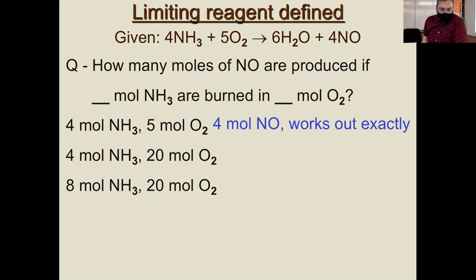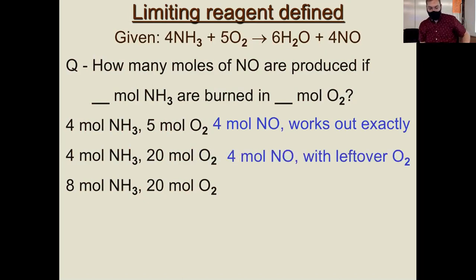So what if you have 4 moles of NH3 and 20 moles of oxygen? How many NOs do you end up with? Still just 4. So you have the correct quantity of ammonia to make 4 NOs, but you got plenty of oxygen. You got all this extra oxygen left over. The mole ratio in the equation is that for every 4 NH3s, you get 4 NOs. So you've got the right amount of ammonia to make 4 NOs, but you've got excess oxygen, which is okay.